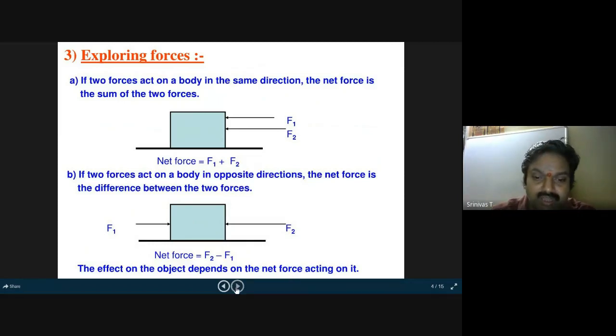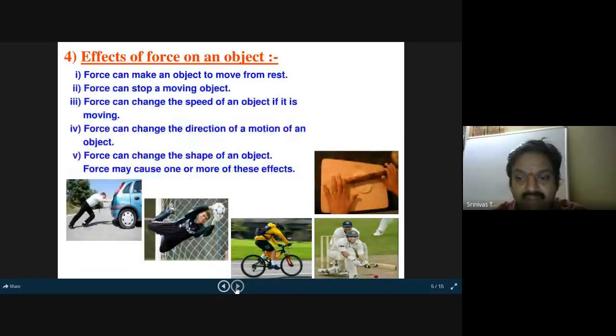Now we can see the next thing: the effect of force on an object. What kind of effects will there be? The first thing is that force can make an object move from rest. As we have seen in the previous slides, and as we studied in Newton's first law, when an object is in a state of rest and you apply some unbalanced force, it changes the movement. It changes the position.